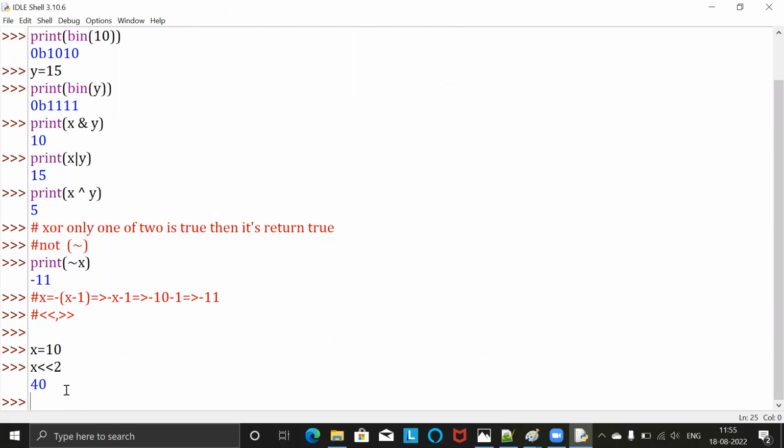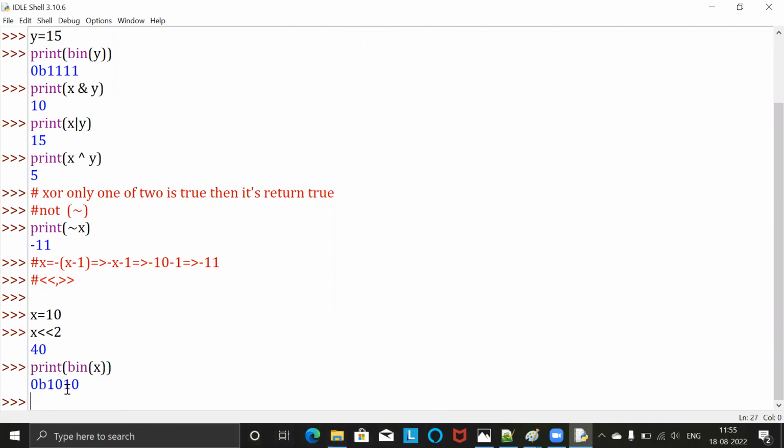Here the x value is 10. Print the binary of x. This is the binary form of x. The first 4 bits are zeros, then 1 0 1 0. And from the left side we remove 2 bits. The answer is 0 0 1 0 1 0. And in the remaining two positions we add 2 bits.